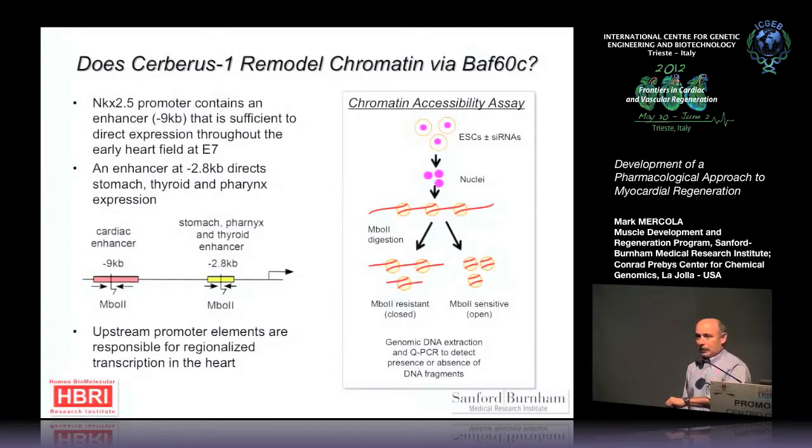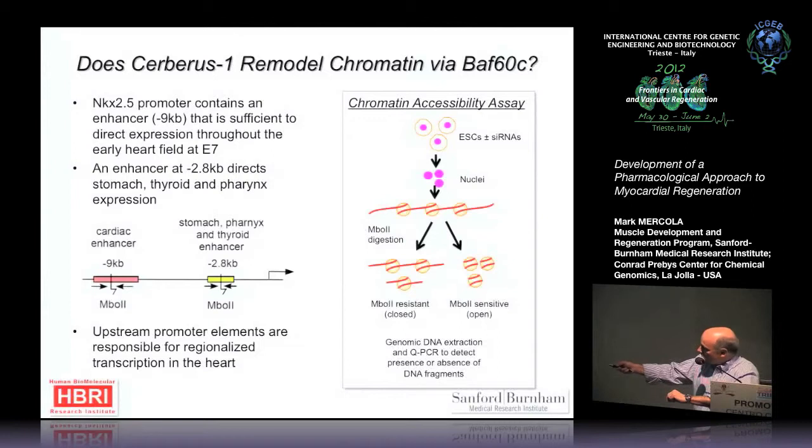Okay, to pull this all together, is this true? Does Cerberus actually remodel chromatin at cardiogenic genes? And so we took advantage of the fact that the NKX 2.5 promoter has the early part of the promoter, the part that's responsible for turning on NKX 2.5 within these early cardiac progenitors. It depends upon an element located at -9 kilobases from the start site of transcription. This has been well known. And nearby, there's an element at about -3 kilobases that's important for endodermal organs.